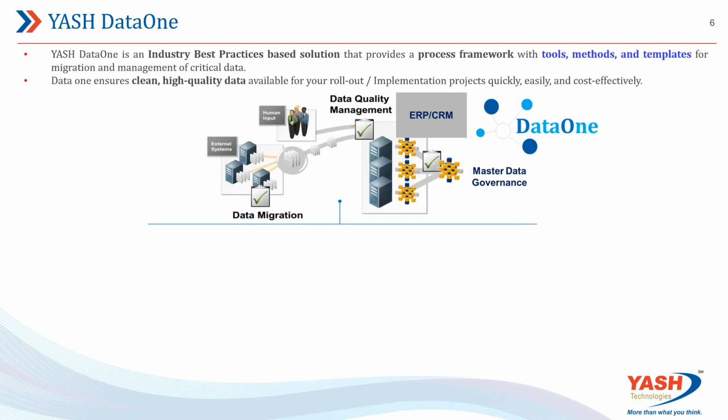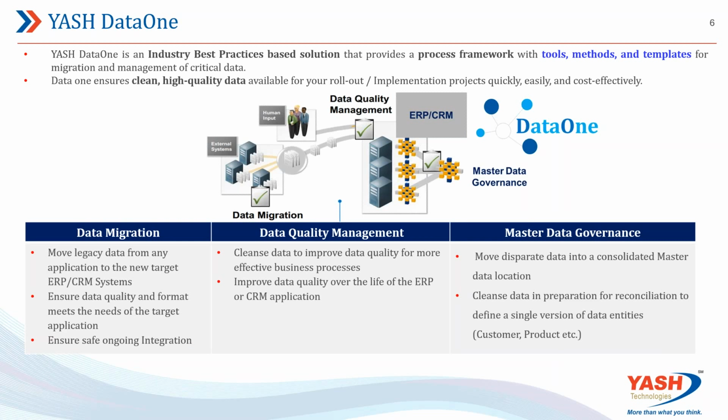So DataOne as a solution addresses 3 different areas: data migration, data quality management, and master data governance. From the data migration perspective, it is to move data from your legacy systems or newly acquired systems into your central ERP or CRM systems, or your data warehouse, which forms your base for your reporting and analytics and predictive analytics and so on. And as a process of the migration, we also ensure data quality.